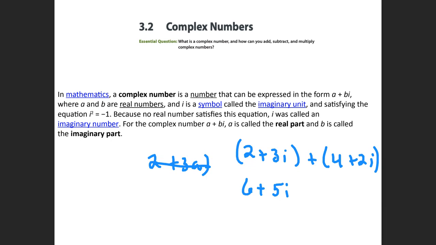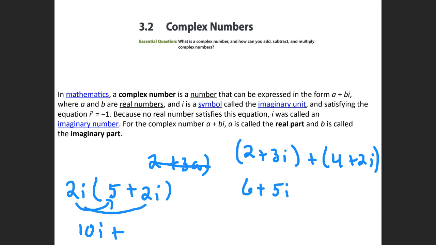Now, when the i is not to the first power, it becomes a little bit more complicated because you can't have an i with more than the first power in the answer. So let's do this problem, and we'd use the distributive property. So 2i times 5, you just pretend this is a regular variable. So that would give me 10i plus, and then I would multiply the 2i times 2i, which would give me 4i squared. Now, if you stopped here, you would get it wrong.